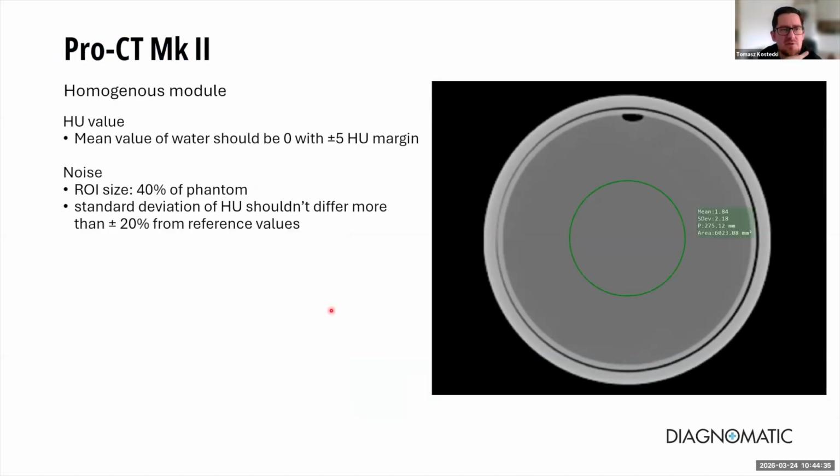What else can we do with the homogeneous module? We can check the Hounsfield units value. It shouldn't vary more than 5 Hounsfield units from 0. We can also check the noise. We just use the ROI with approximate size of 40% of the phantom. The standard deviation in that region shouldn't differ more than 20% from the reference value.